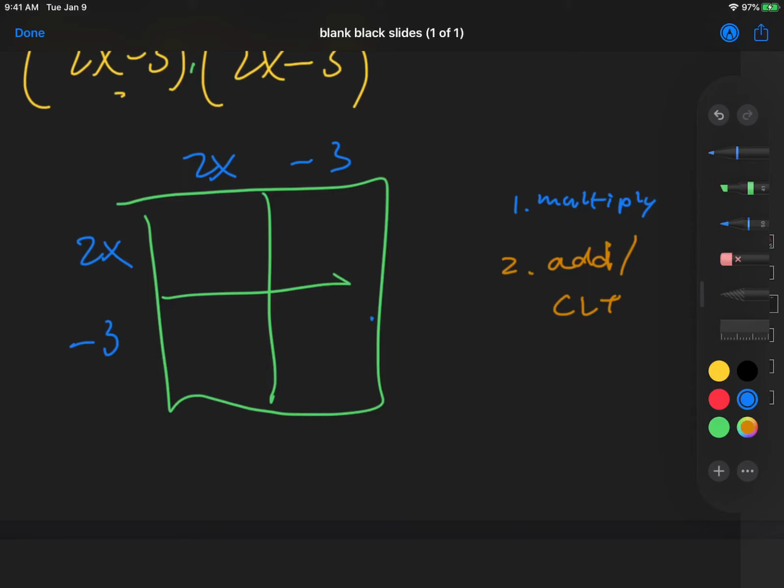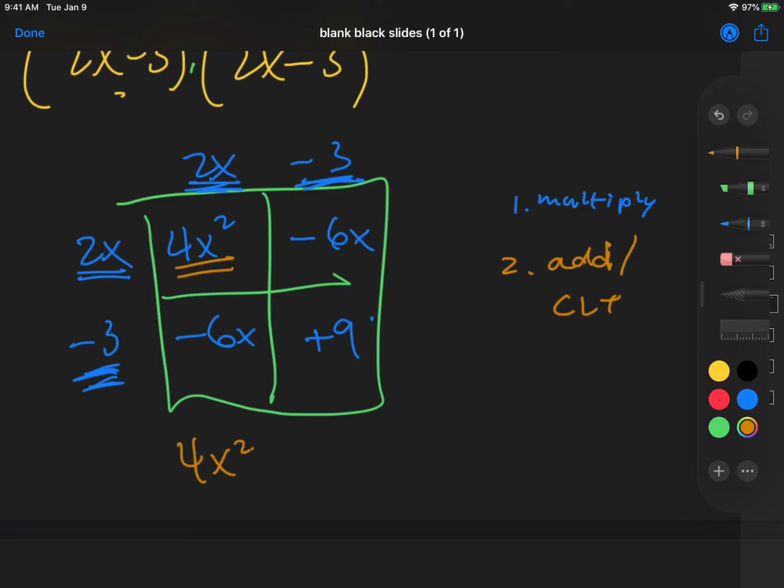Okay, so let's multiply. 2x times 2x gives me 4x squared. 2x times negative 3 gives me negative 6x. 2x times negative 3 gives me negative 6x. And negative 3 times negative 3 gives me a positive 9. So 4x squared has no other terms. Negative 6x minus 6x, because again we are adding our combined like terms. You're just looking at the numbers in front. So negative 6 minus 6 is a negative 12x. And then there's no other term that has just a constant or no x's, so that would be a 9.